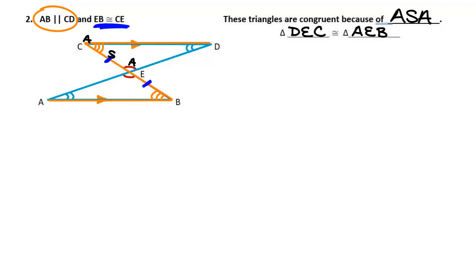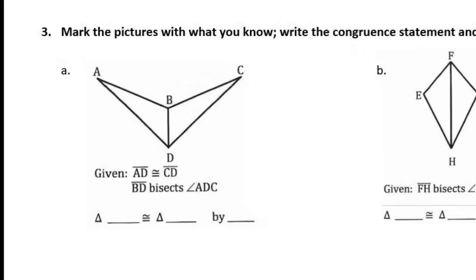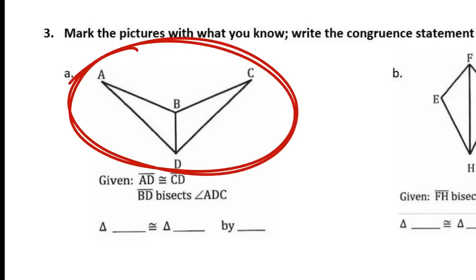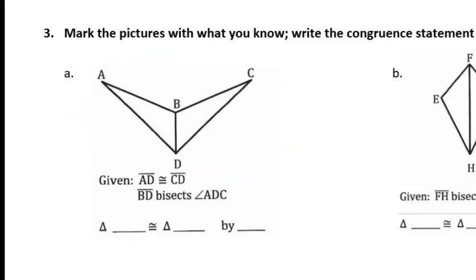Let's go look at number 3. We've got a couple more to practice with down here. Before I even read my given information on this first one, when I see this shape, I know there's something that I can mark before I even read anything. What can I mark as congruent in that picture? Segment BD. This is a shared side between those two triangles, so it is congruent to itself. I can mark that.